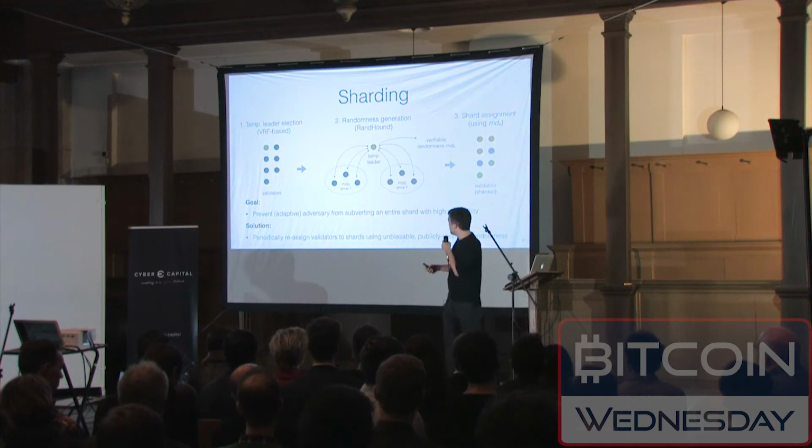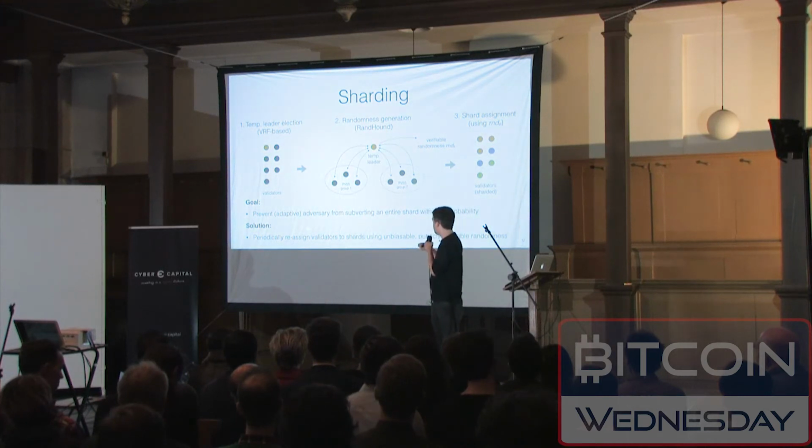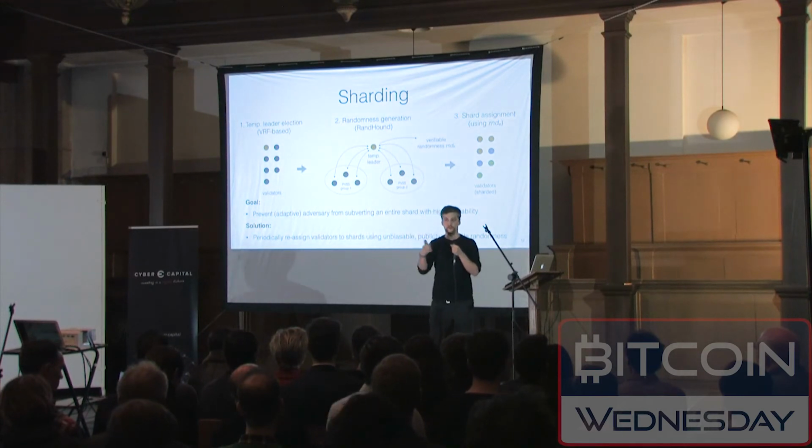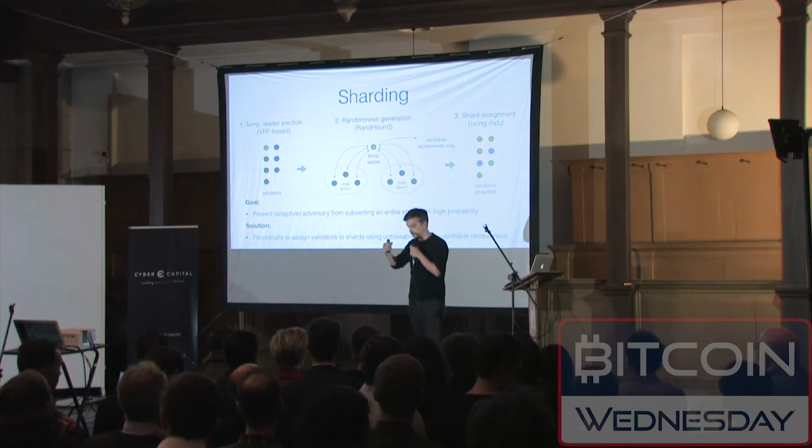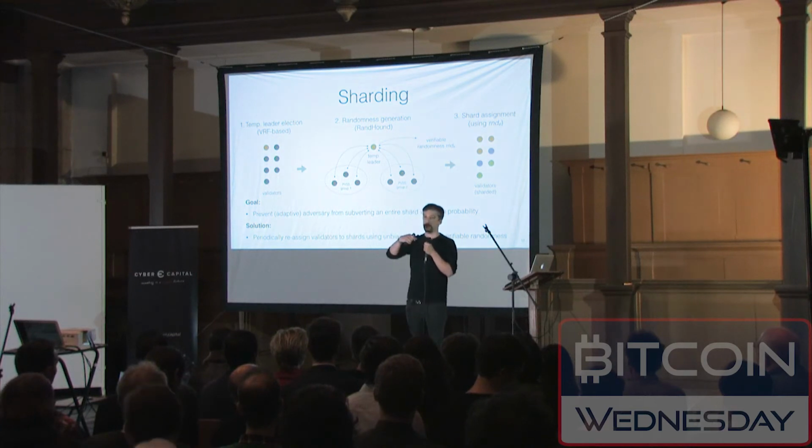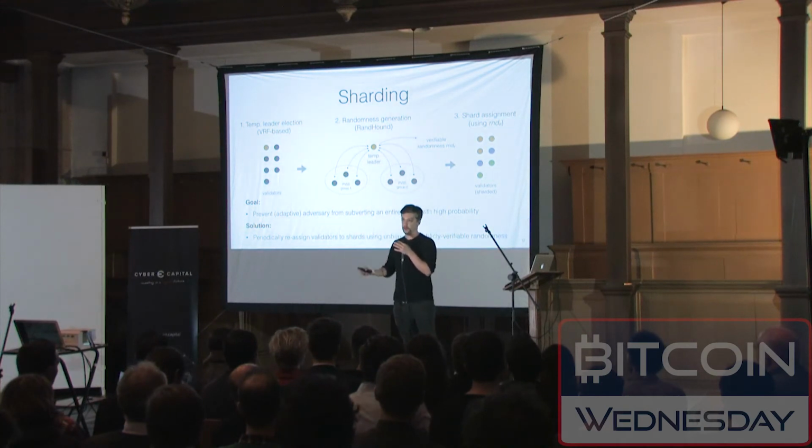So the goal of this is to prevent an adaptive adversary from subverting an entire shard with high probability, right? So that's also the reason why we, from time to time, assign the validators to new shards, so that the shard assignment is a constant moving target for the adversary.